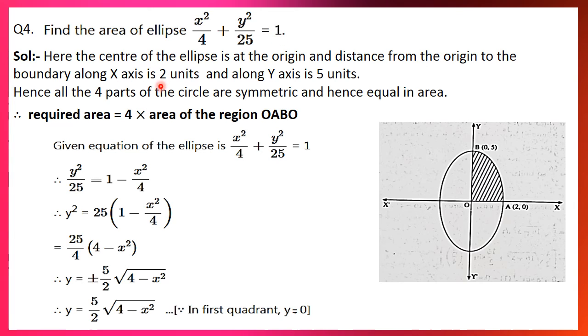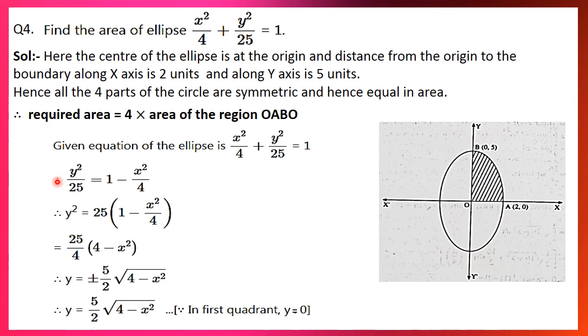Now, since the center is at the origin, this ellipse is divided into 4 equal parts. So, all the 4 parts of the ellipse are symmetric and hence equal in area. Therefore, the required area is equal to 4 times the area of the region in the first quadrant, that is OABO. Now, the given equation is x square upon 4 plus y square upon 25 is equal to 1.